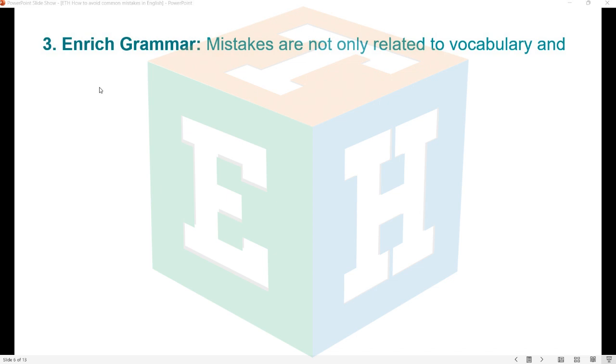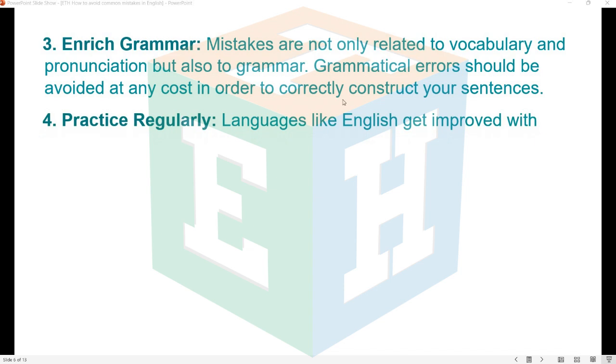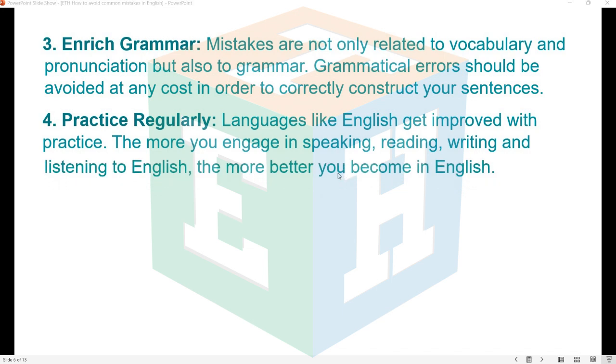Number 3, enrich grammar. Mistakes are not only related to vocabulary and pronunciation, but also to grammar. Grammatical errors should be avoided at any cost in order to correctly construct your sentences. Number 4, practice regularly. Languages like English get improved with practice. The more you engage in speaking, reading, writing, and listening to English, the better you become in English.